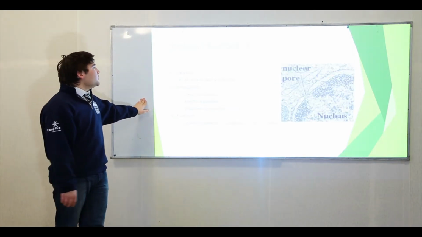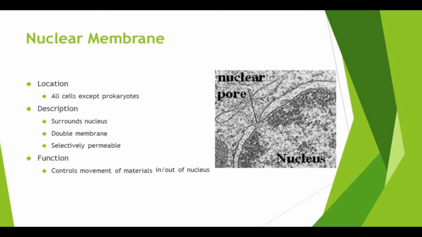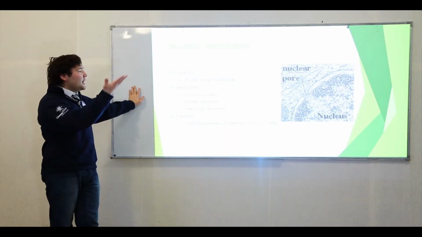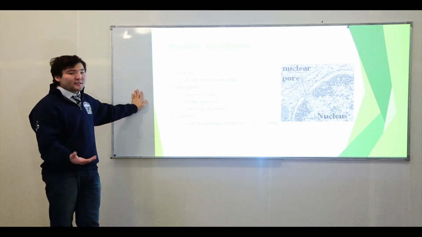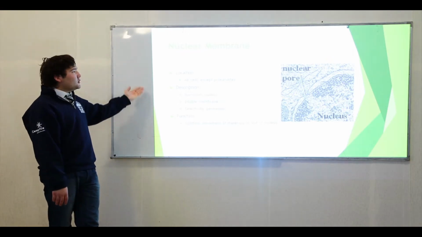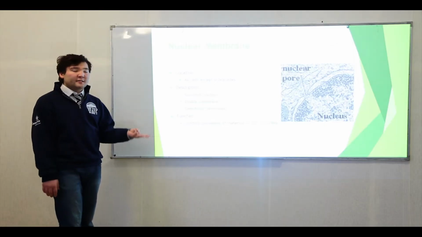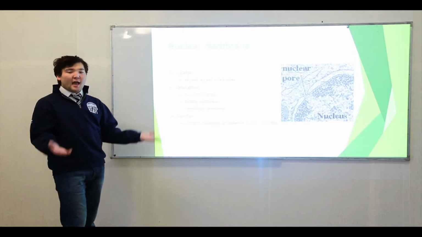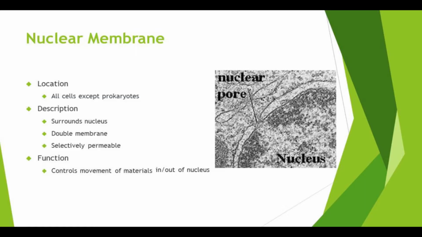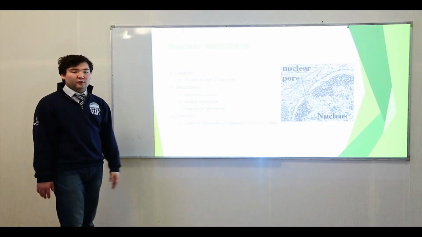Next. So, nuclear membrane. Nuclear membrane is the membrane that encloses the nucleus. Because of this, it is found within all cells except for prokaryotes. The short description of the nuclear membrane is that it is around the nucleus, a double membrane, and selectively permeable for ions and macromolecules, like the cellular membrane itself. The function of the nuclear membrane is that it controls the movement of materials in and out of the nucleus.